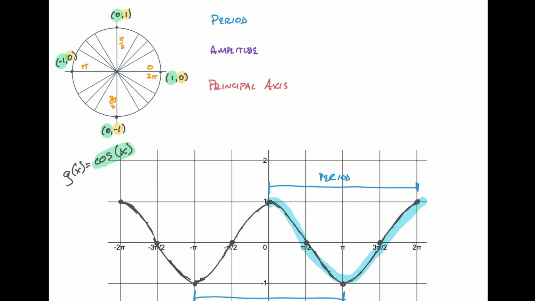Our amplitude is the same. Notice again that we're going from the center line up to 1 and the center line, the x-axis center line, down to -1. And that center line we do again call the principal axis, right? There it is right there. So everything is roughly the same. You might notice it just looks like it shifted over a little bit. And we'll get into that with our transformations of trig functions in the next video.